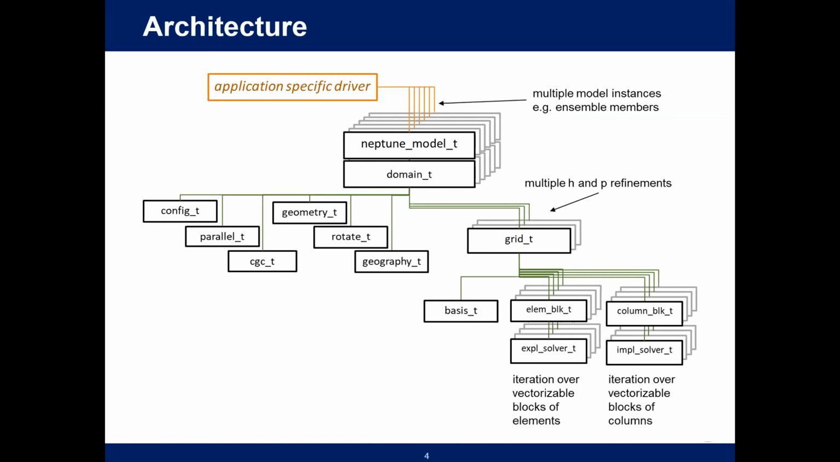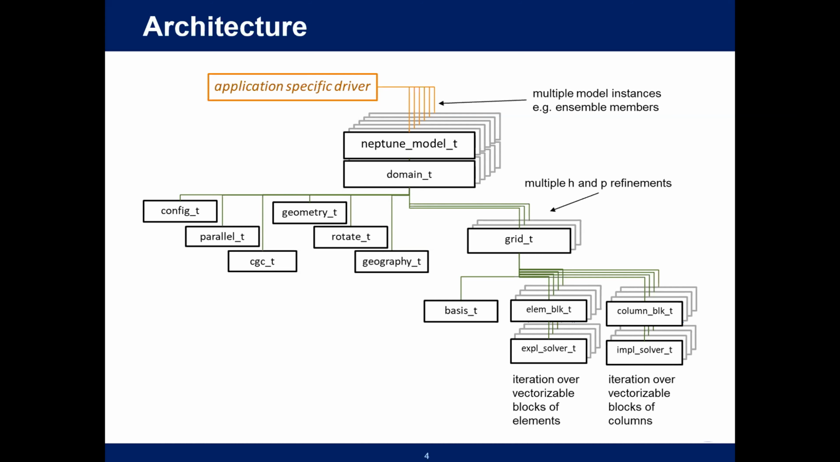That in turn contains one or more grids. If it's uniform resolution, it would be a single grid, but we can have multiple grids if we have other refinement levels. Each grid is made up of elements, but the elements are not stored individually, they're stored in blocks. The width of a block can be the width of the vector units on a CPU, the width of a warp on a GPU.